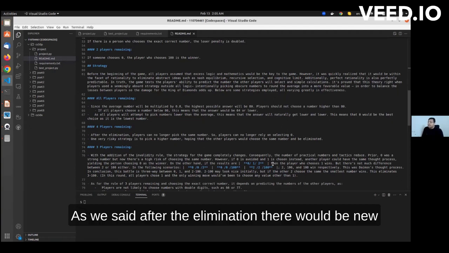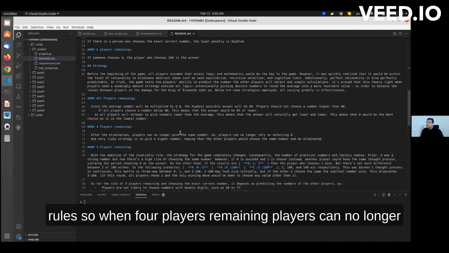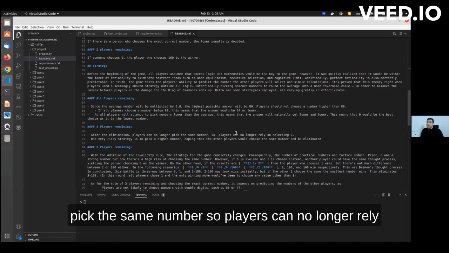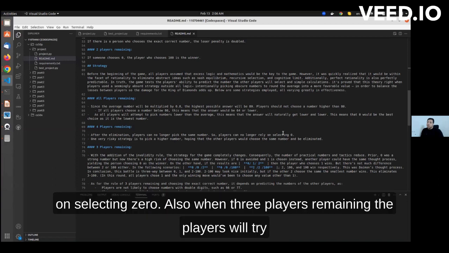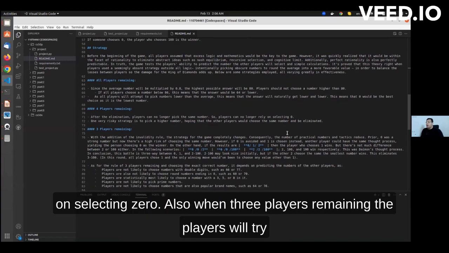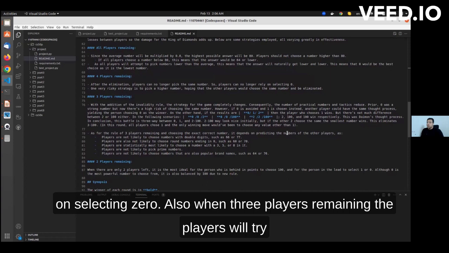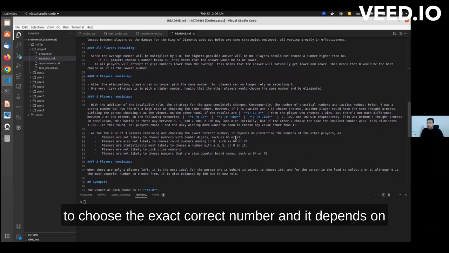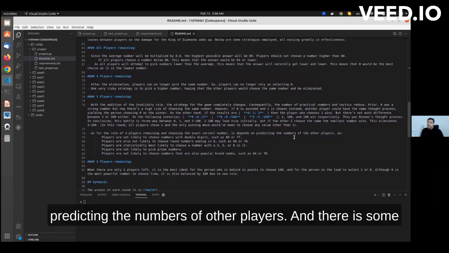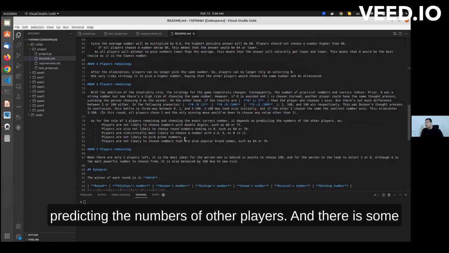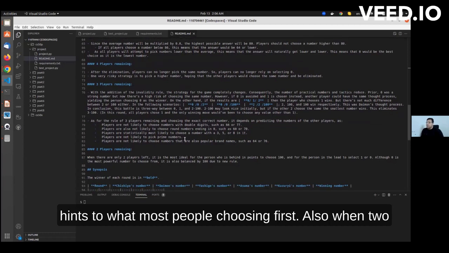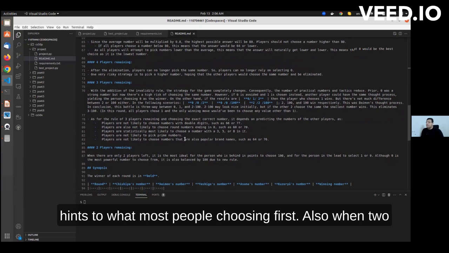As we said, after the elimination, there will be new rules. When 4 players remain, players can no longer pick the same number, so players can no longer rely on selecting 0. Also, when 3 players remain, the players will try to choose the exact correct number, and it depends on predicting the numbers of other players, and there are some hints about what most people choose first.